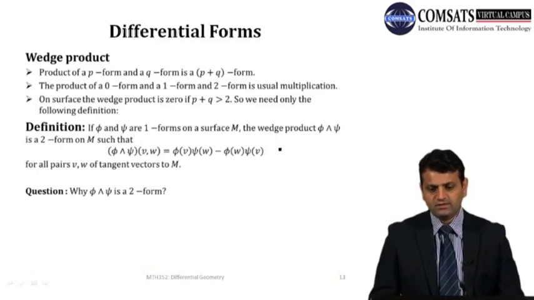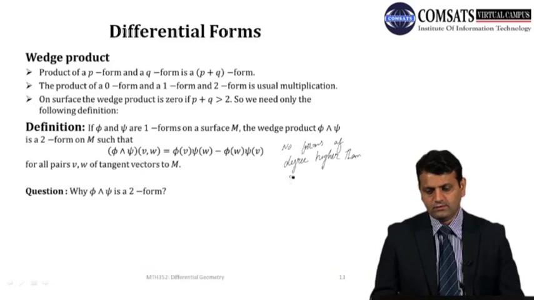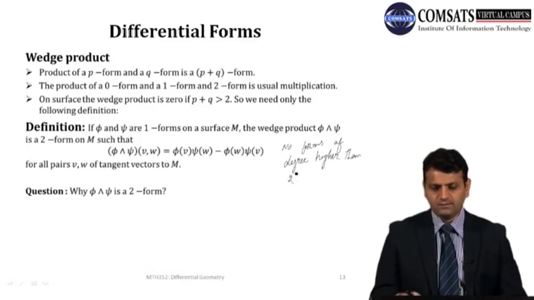So basically if I am studying surfaces, then there are no forms of degree higher than 2. So if this is the case, then in how many ways can I write 2 as a sum of degrees? So 0 + 2, 1 + 1 and 2 + 0.